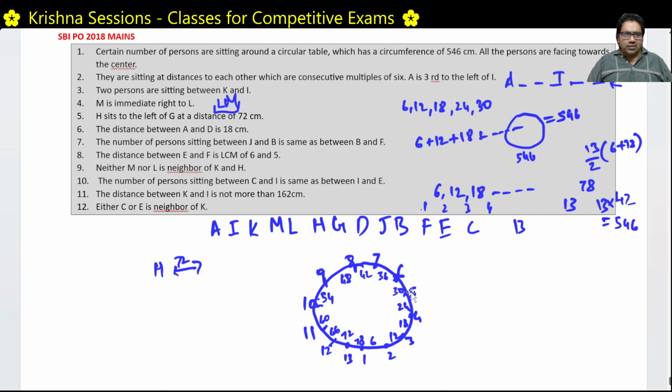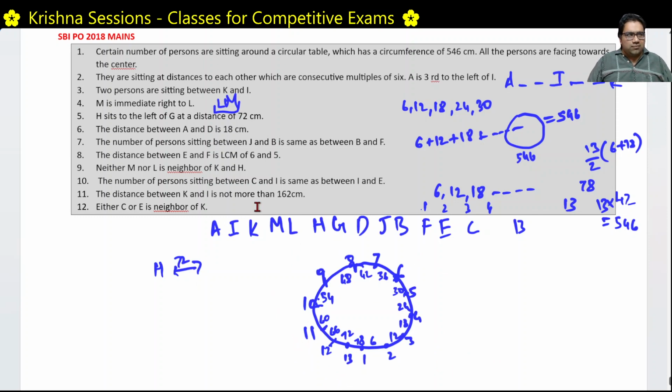No. Between 5 and 7, the distance is 66, 30 plus 36. Between 6 and 8, the distance is more than 72. 36 plus 36 is 72, but this is 6 centimeters more. So between 4 and 6 also, it's not. 30 plus 24 is 54, or between 4 and 7, it would be higher. So if you check all of this, there is only one slot, that is 13 and 12, where the distance is actually 72. We cannot pick any two other combinations where the total will become 72.